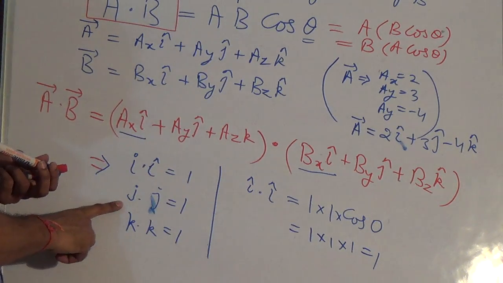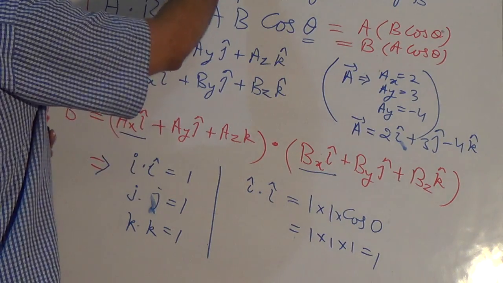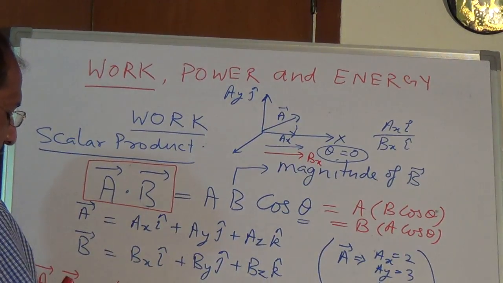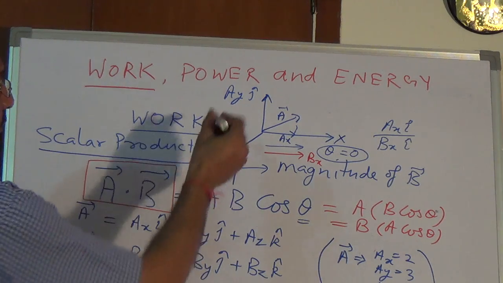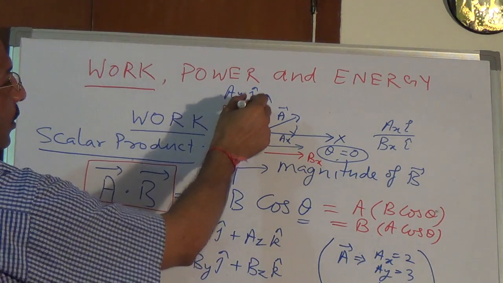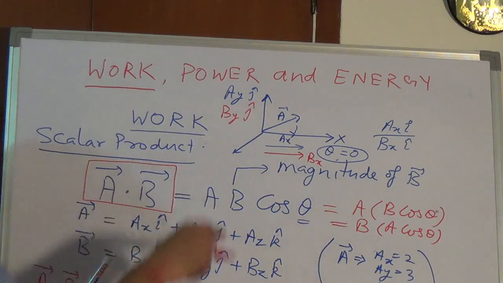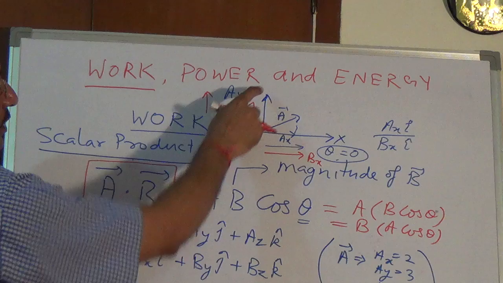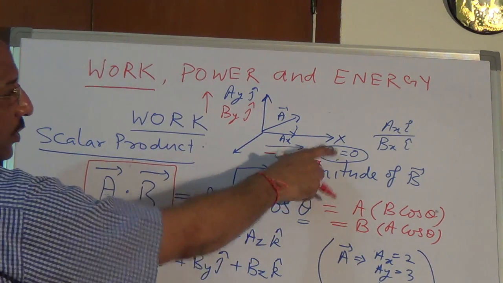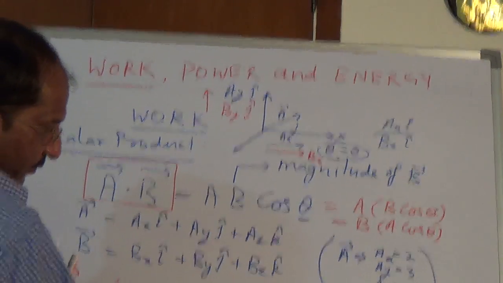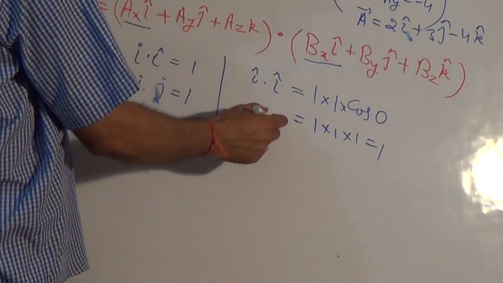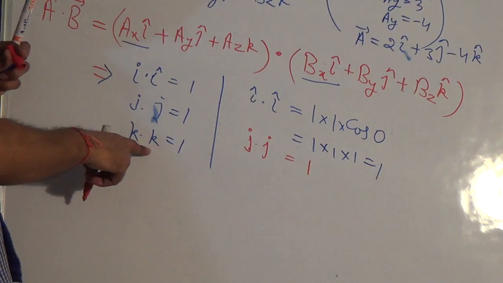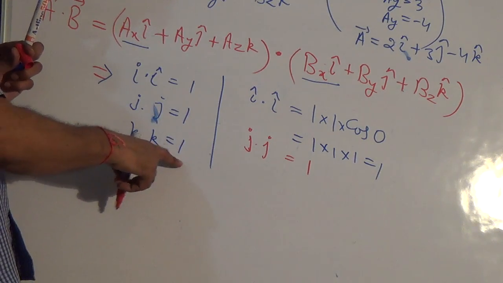Similarly, we can find j dot j, ayj and byj. Both vectors are parallel. That's why the angle between these two vectors, this by and this ay, will be the same, that is 0. So j dot j is also equal to 1. And similarly for this, k dot k is equal to 1.